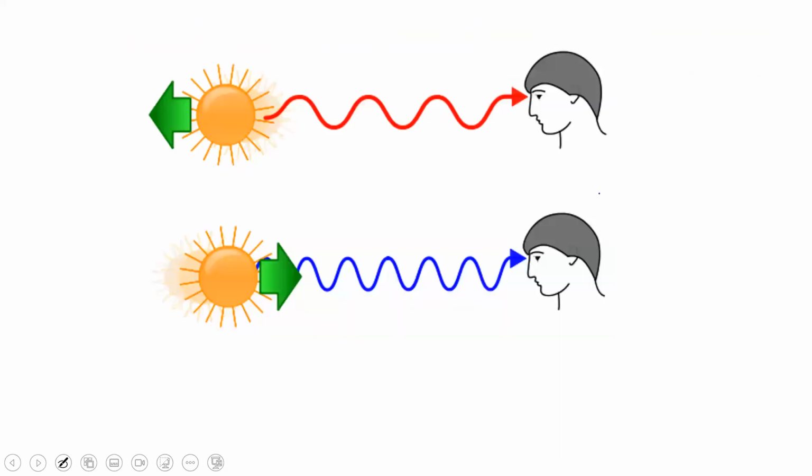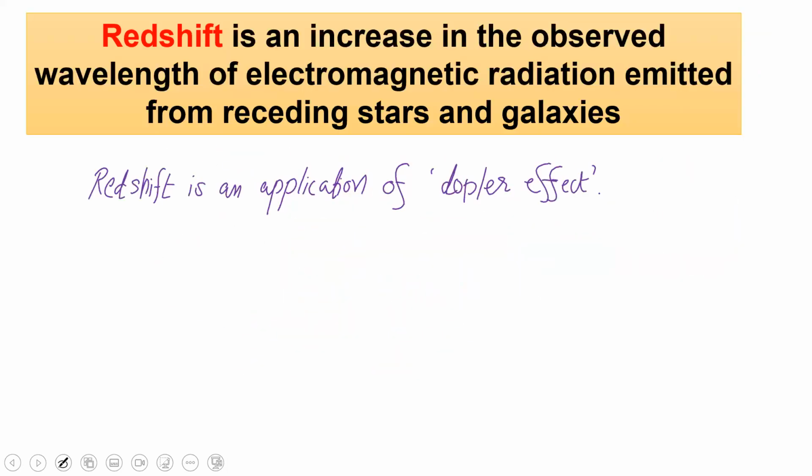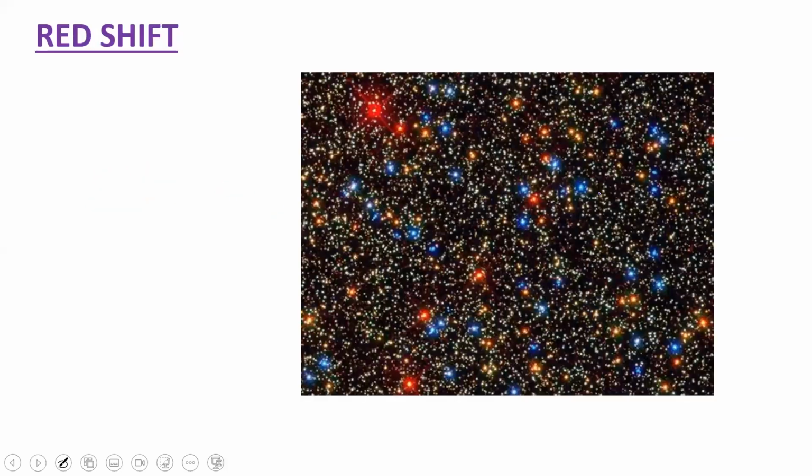Now can you repeat for me what is redshift? Redshift is an increase in the observed wavelength. It is an increase in wavelength and decrease in frequency when something is moving away from us. This is redshift. Now, can you tell me from this diagram, look at this photograph. Can you see many red spots here? Yes, Ahmad, I can see.